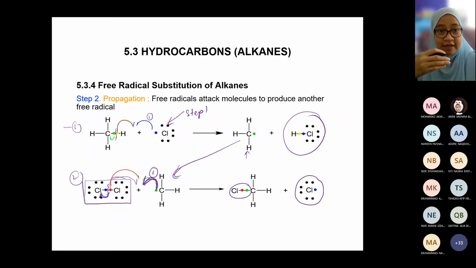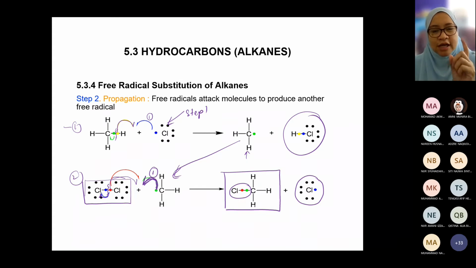Propagate. Dia akan berganda. Okay, bila dia dah stable, orang lain pula jadi free radical. So that would be the byproduct of this propagation step. But as you can see, nampak tak produk yang kita nak produce? We want to replace one of the hydrogen with Cl. See, kita dapat produce kita punya produk yang kita nak. This is what we call mono substitution. Kita replace one of the hydrogen with one Cl. Disubstitution, that means two of the hydrogen will be replaced with Cl.